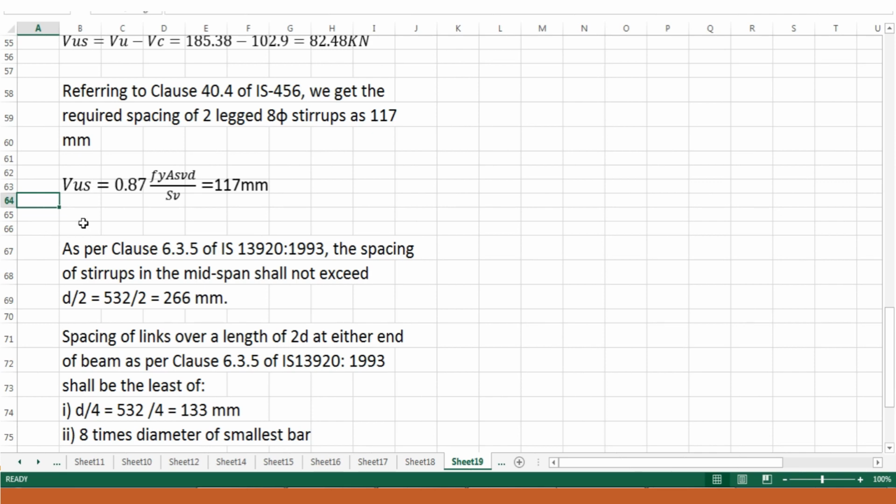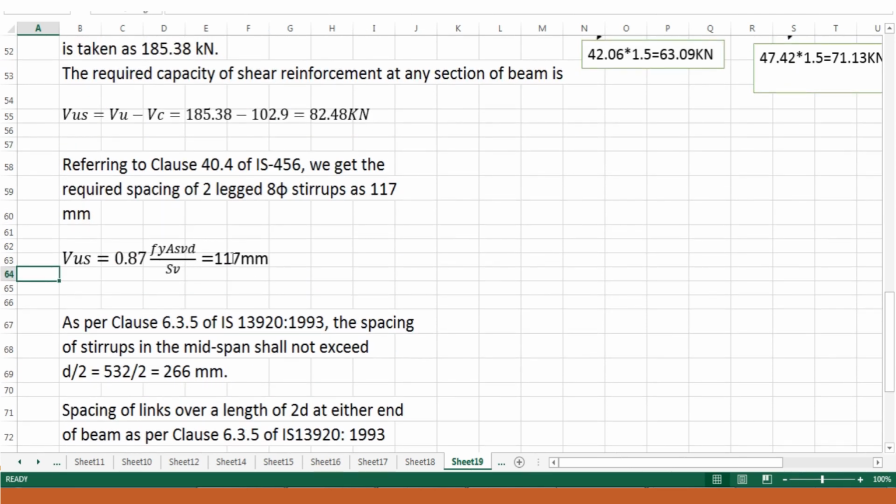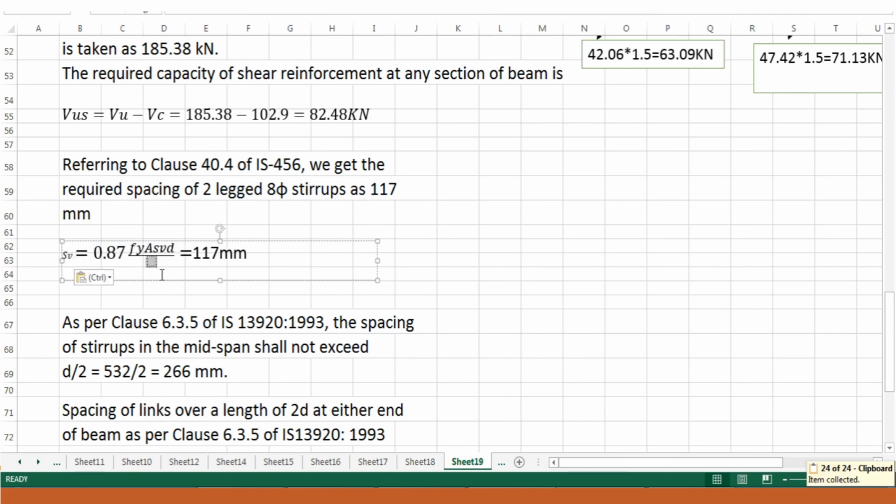So it's not VUS that we are actually obtaining. Again, there is a correction here. So it's the SV that we are obtaining. So in this you have SV here. This is SV and this is VUS.